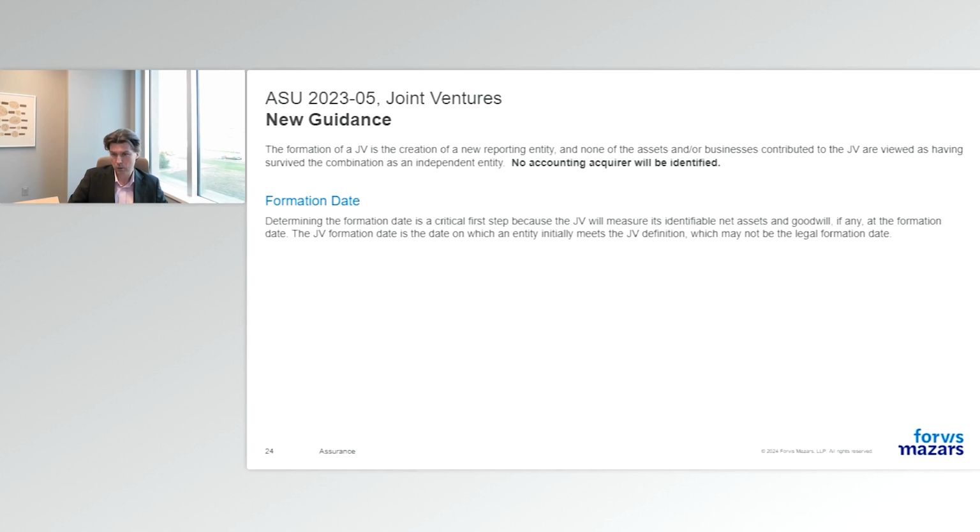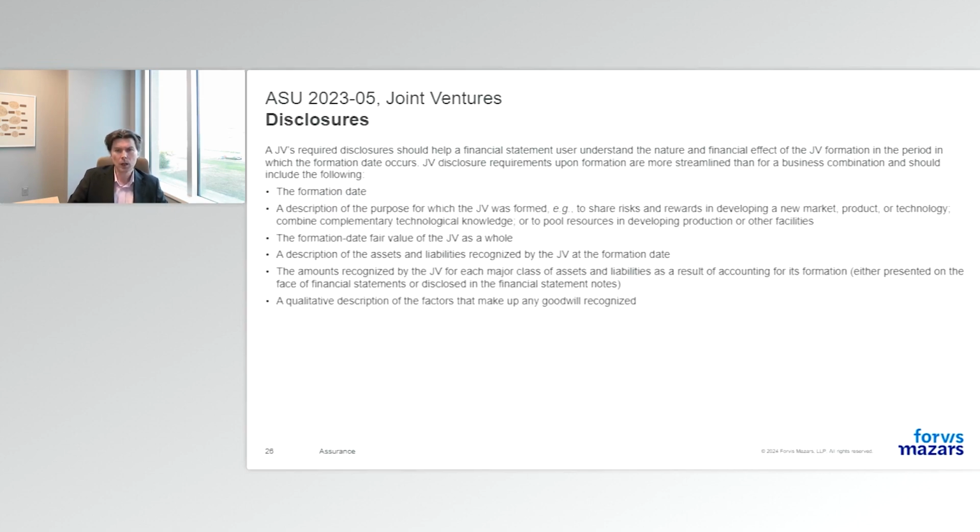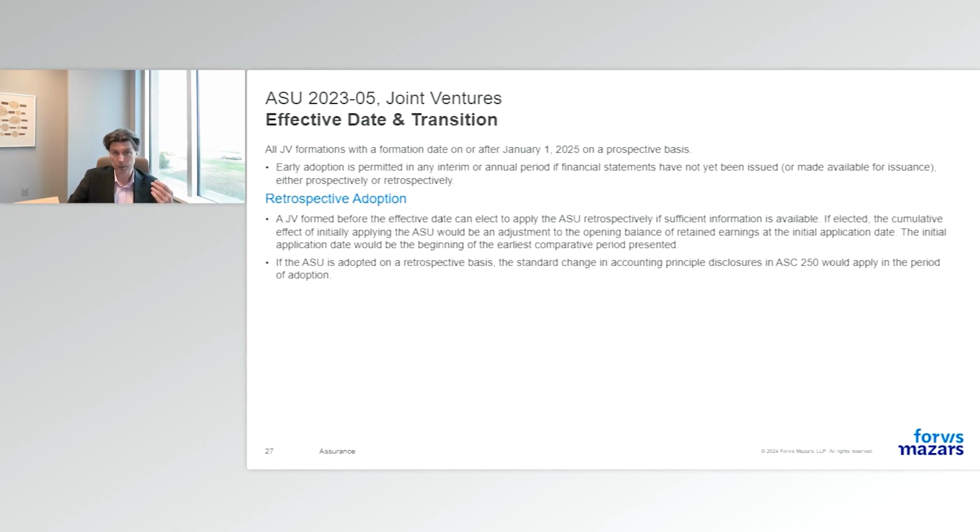I want to move over to the disclosures real quick. Just a couple of quick comments on measurement to continue if you want to read those. But moving on to disclosures, you're really looking at providing what people need to know about how it came together, how it was measured, what's being contributed, and things of that nature. So this one is effective prospectively for all joint ventures with the formation date on or after January 1st, 25. And then, like I said, it can also be applied retrospectively if there is sufficient information to do so.